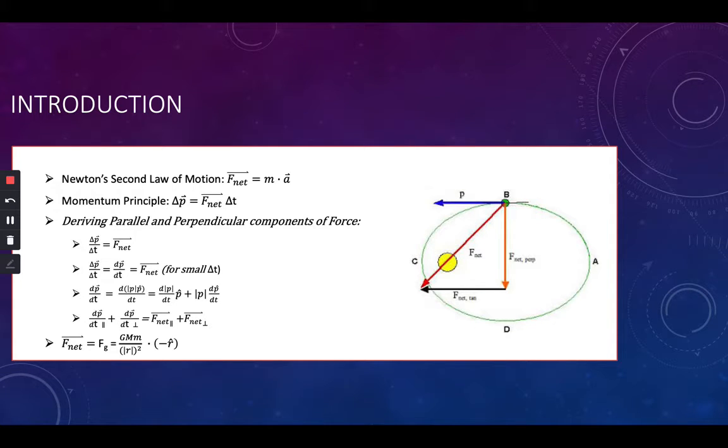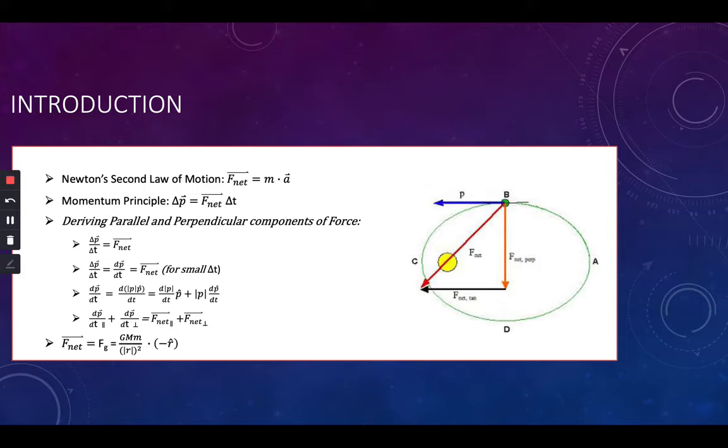We start from the fundamental momentum principle and then divide both sides by delta t. Since dp/dt is a good approximation for delta p over delta t for small delta t, we set them equal to each other. Now we split the momentum vector into its magnitude and its unit vector. Since both the magnitude and the unit vector change in time, they are treated as two separate functions.